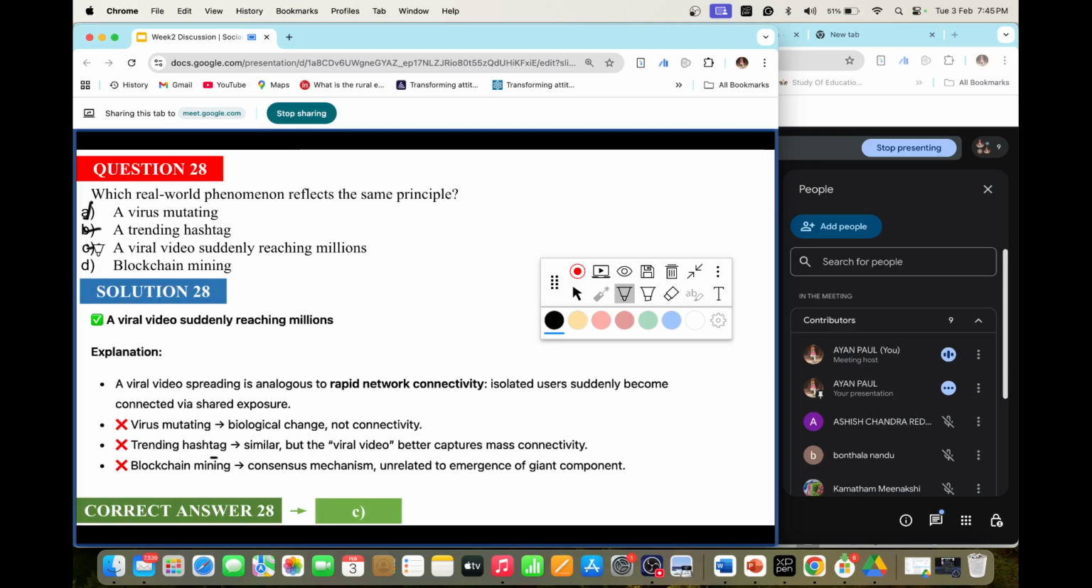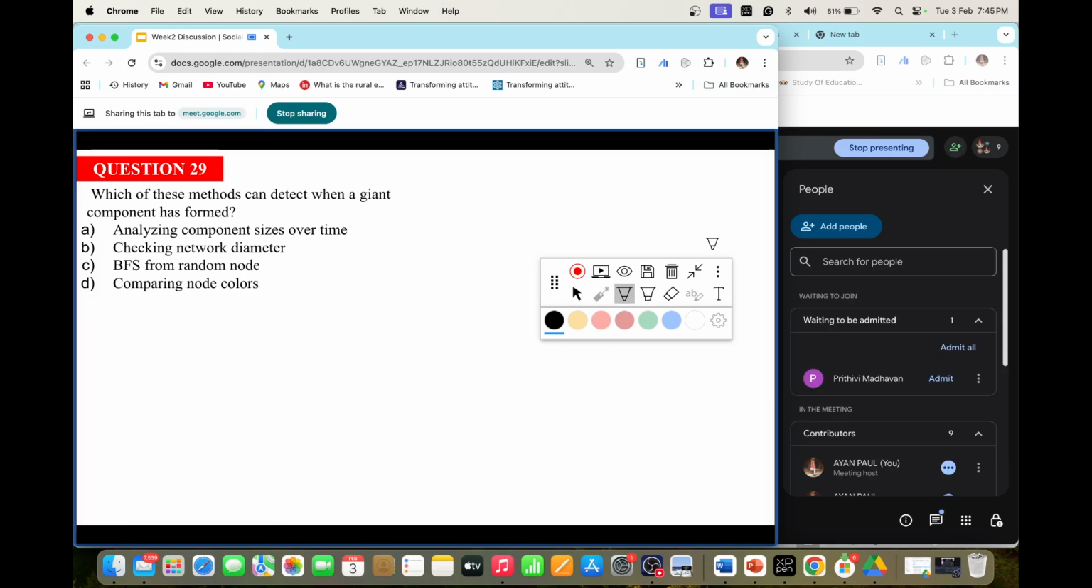Then option D, blockchain mining, a consensus mechanism, is unrelated to the emergence of giant components. So blockchain mining is different. So options B and C according to me are the correct answer over here.